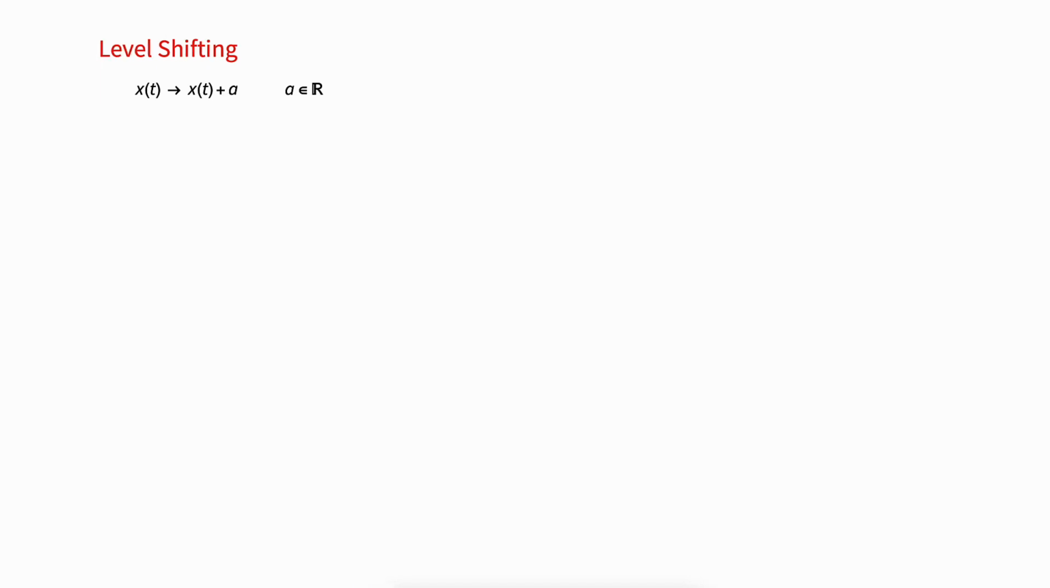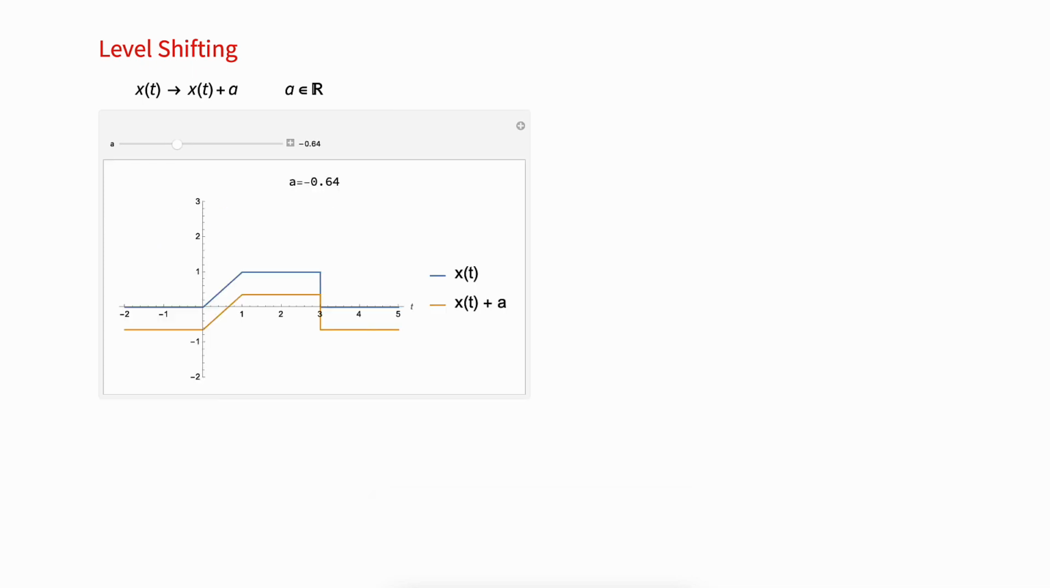The second operation is level shifting. Starting with the signal x of t, we want to see what happens if we add a constant scalar a to x of t. Let's use this object to see what the change looks like for different values of the shifting parameter a. Starting with a equal to 0, as we increase the value of a, the signal is shifted up. The level of the signal is increasing. And for the negative values of a, the signal is shifted down vertically. The level of the signal decreases.